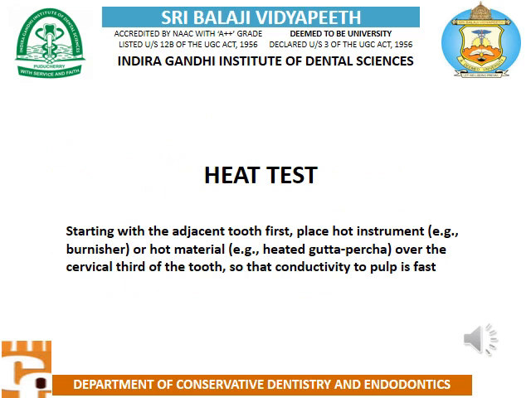Heat test. Starting with adjacent tooth first, place hot instrument, example, burnisher or hot material, example, heated gutta-percha, over the cervical third of the tooth so that conductivity to the pulp is fast.